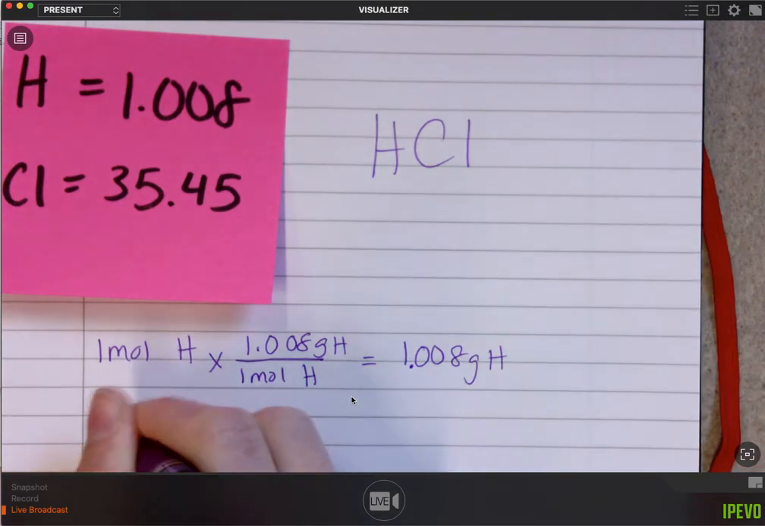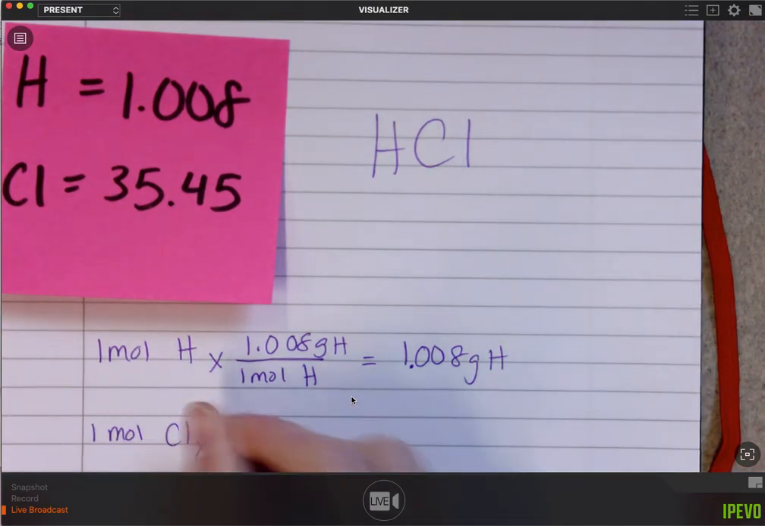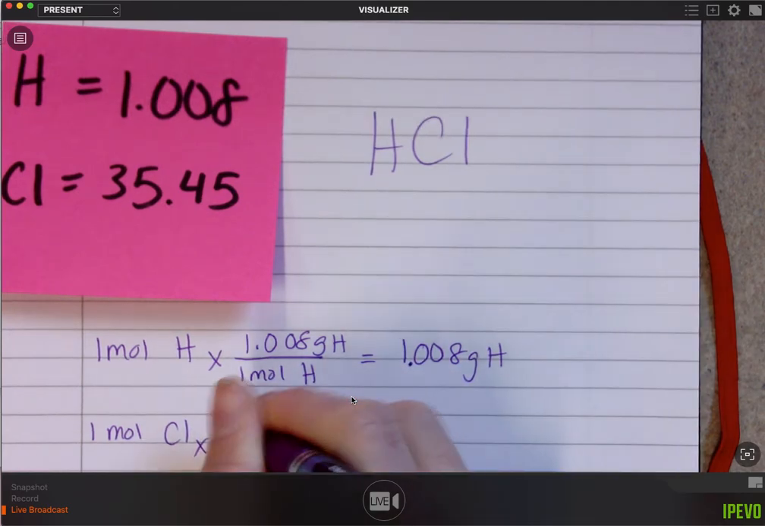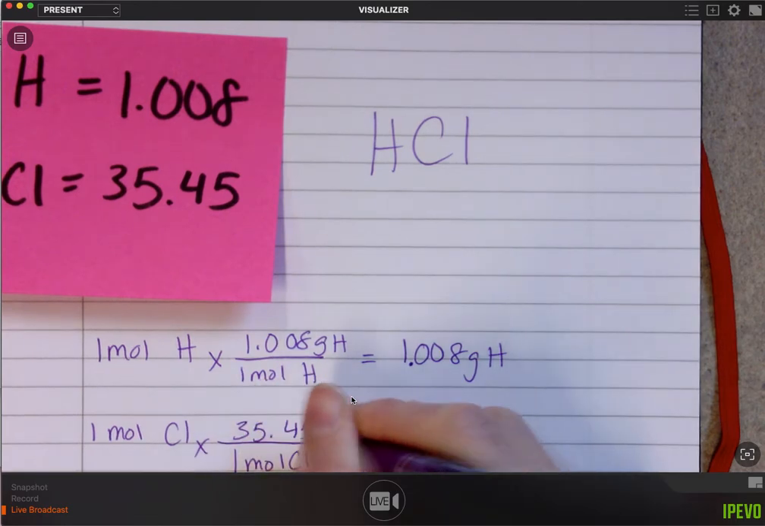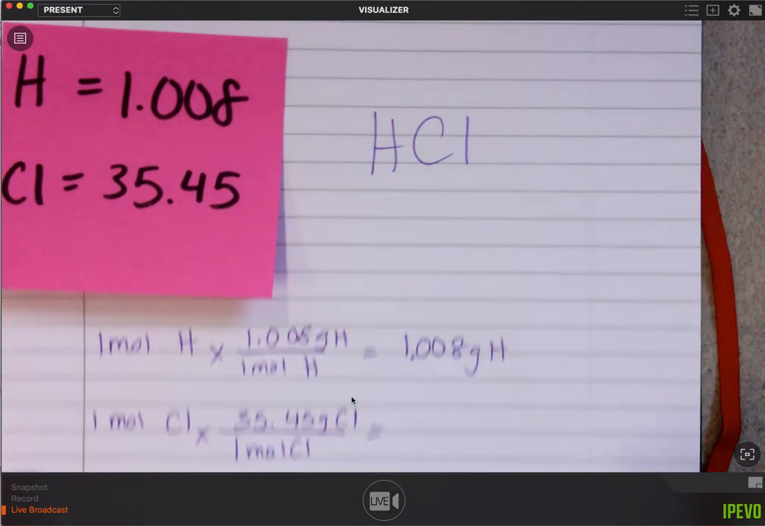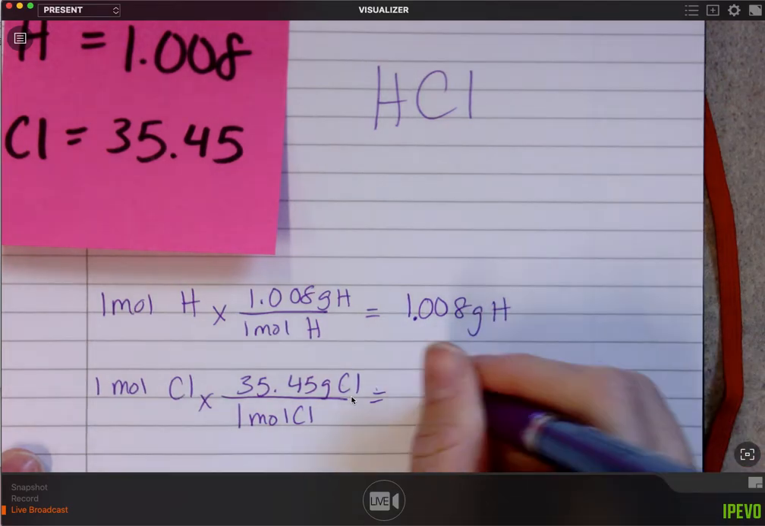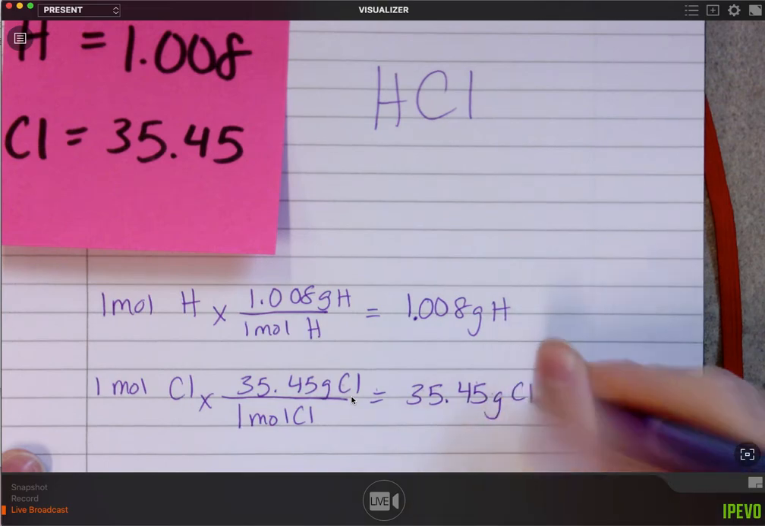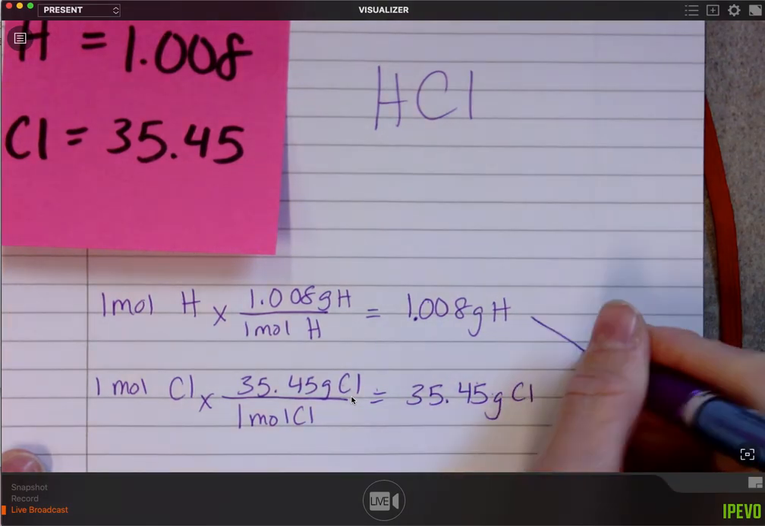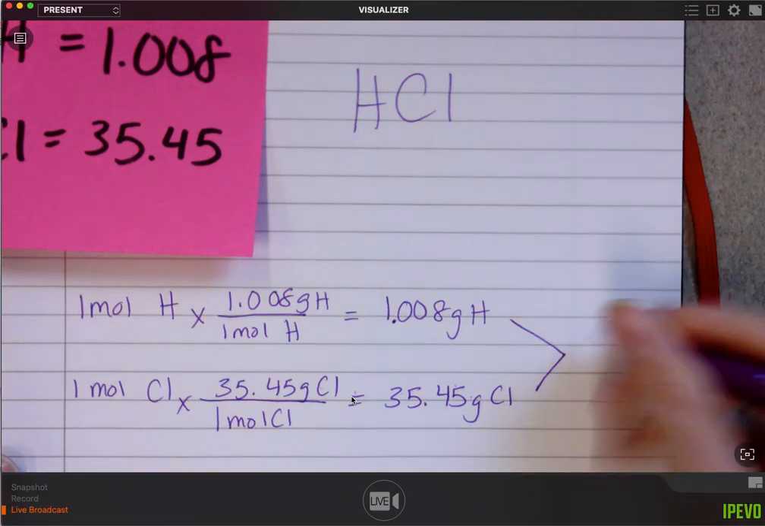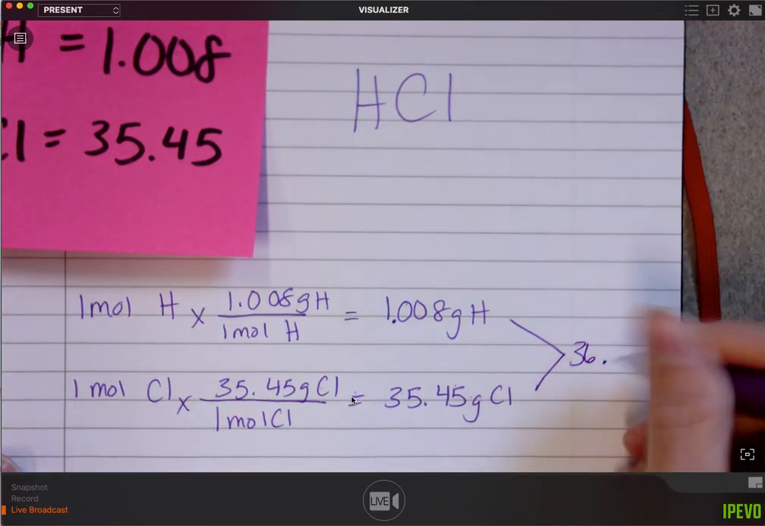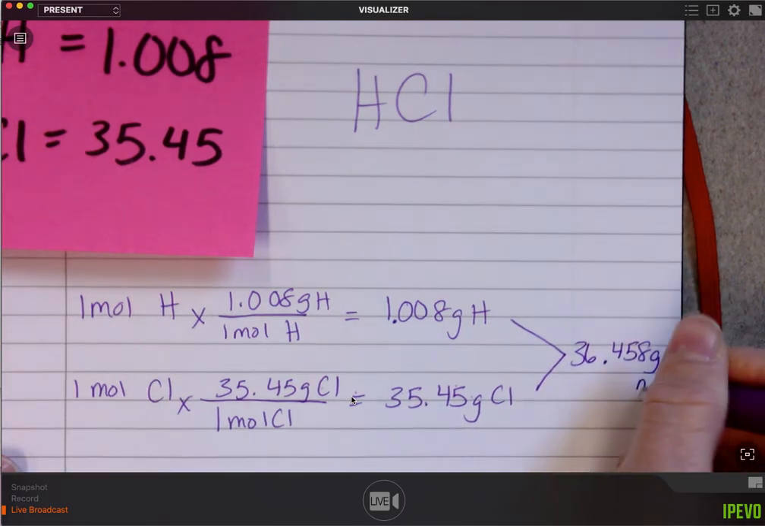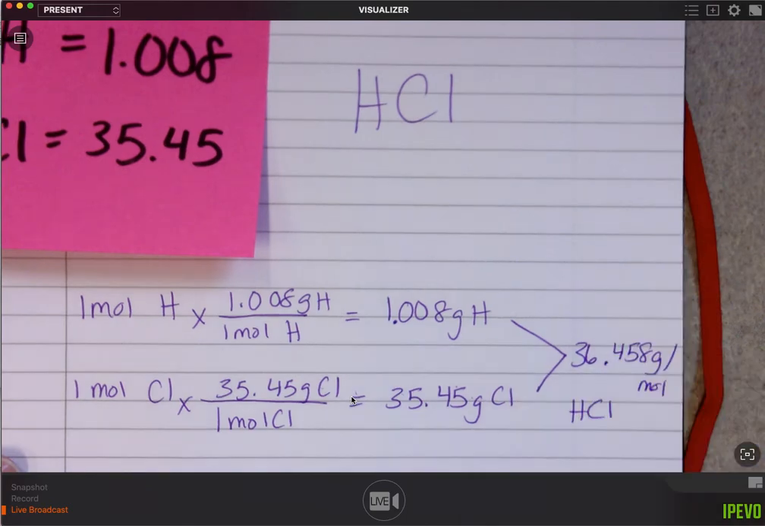1 mole of chlorine is equal to 35.45 grams of chlorine. I solve that out again, and I get 35.45 grams of chlorine. I'm then just going to add these numbers together to get 36.458 grams per mole of hydrochloric acid.